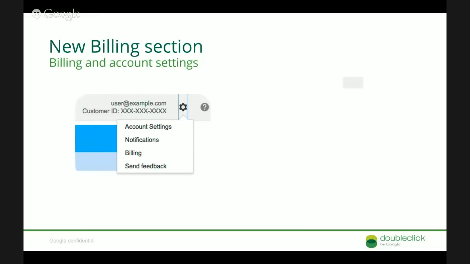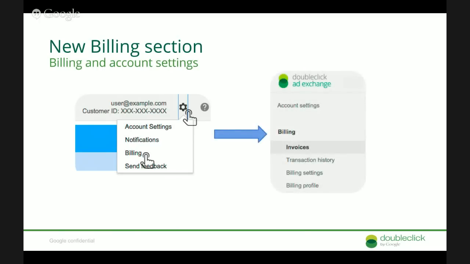So from your AdX buy-side account, in the upper right-hand corner, you'll see a gear icon, and if you click on that, you'll see some new options, including billing and account settings. If you click on billing, you'll see that there are some tabs behind that: invoices, transaction history, billing settings, and billing profile. And these map to pages that you've already had access to in our older UI. So nothing here should be really surprising.